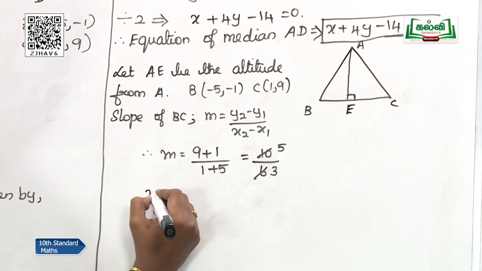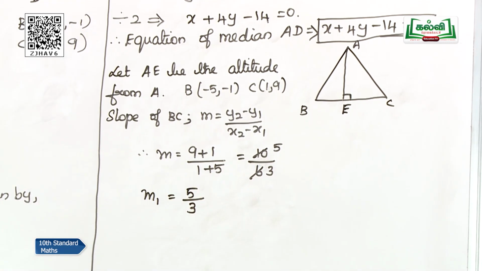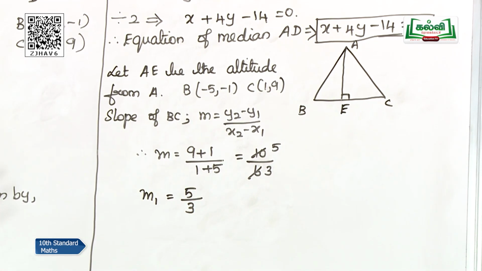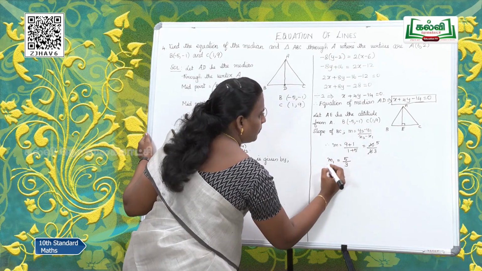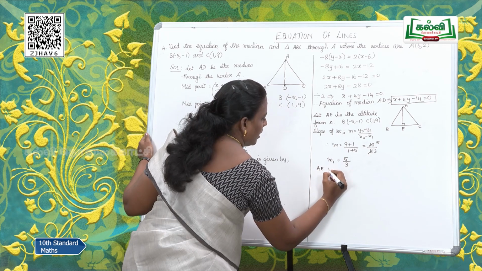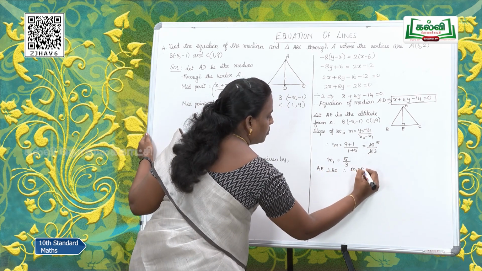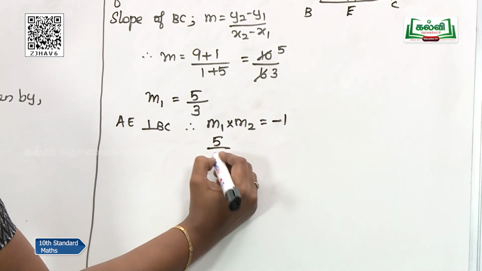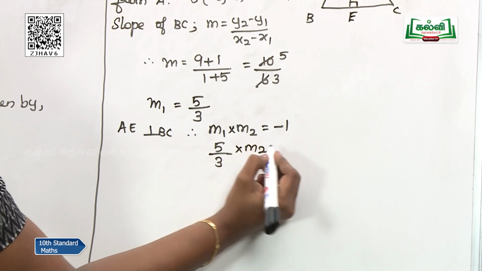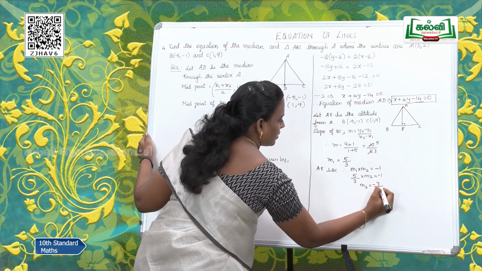So, now this slope is, let me take it as m1. Why m1? Because it is perpendicular. I am going to use the condition for perpendicular. Now, what is the condition for perpendicular? Now, AE is perpendicular to BC. Therefore, I will write m1 into m2 is equal to -1. So, when I substitute 5/3 into m2 is equal to -1, m2 is equal to -3/5.